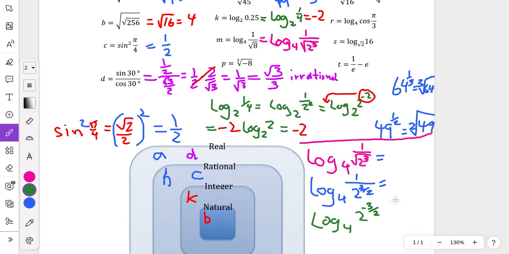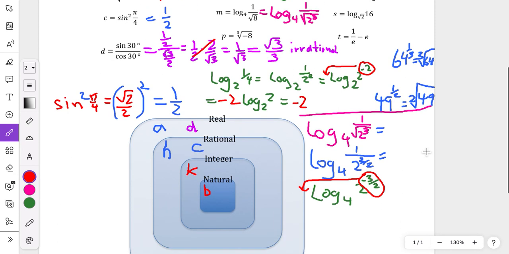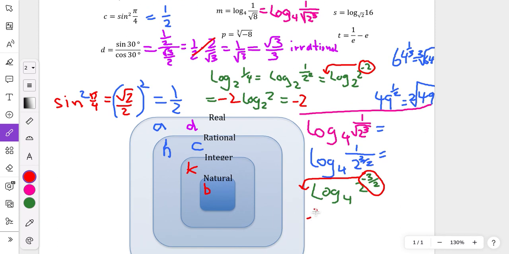All right. Now, remember that exponents of the arguments in logarithms can be put as a coefficient. So what I'm saying is that this right here can actually go in front of the logarithm. And that will make things nice, because that then gives us -3/2 times the log of 2 base 4. Now, what do we do to 4 to get 2?